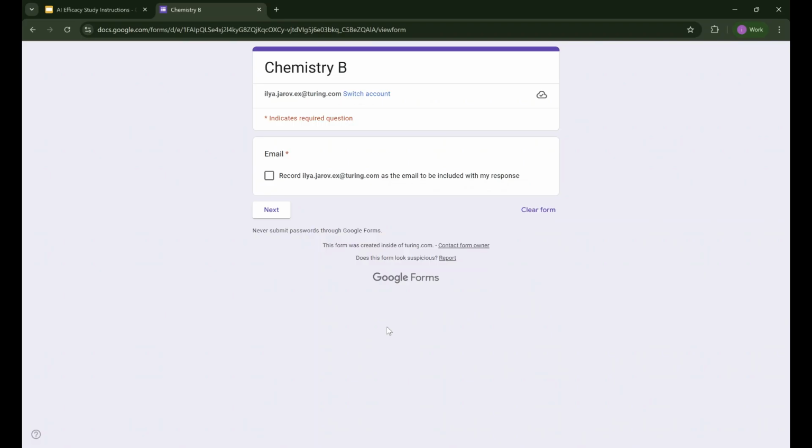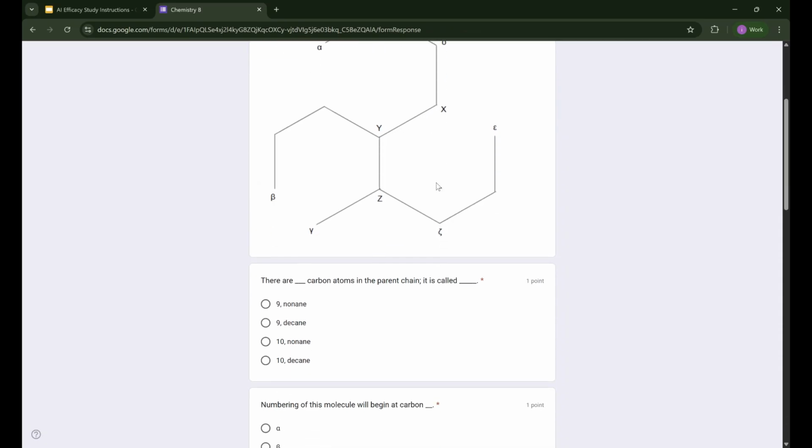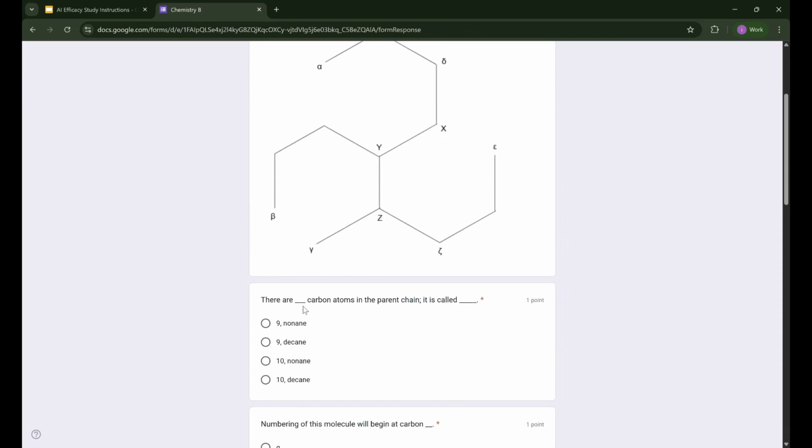Hello, so today I'm going to be doing the chemistry version B pretest. So I'm going to set up a timer for 20 minutes here. Okay, and I'm starting the timer now. Okay, so I'm familiar with these.